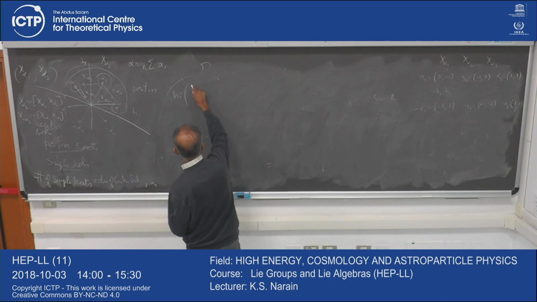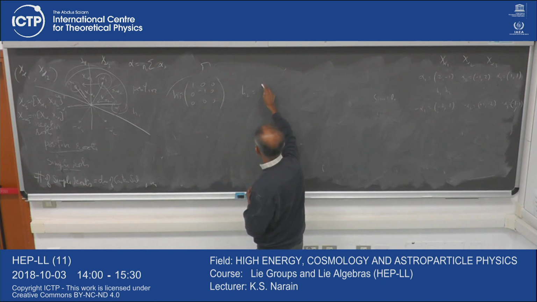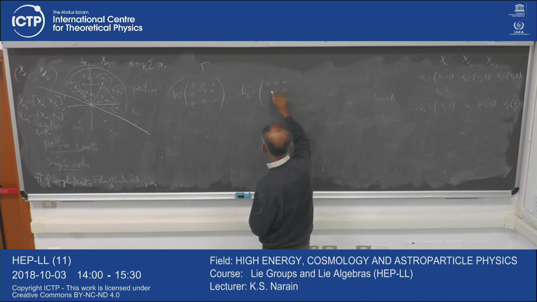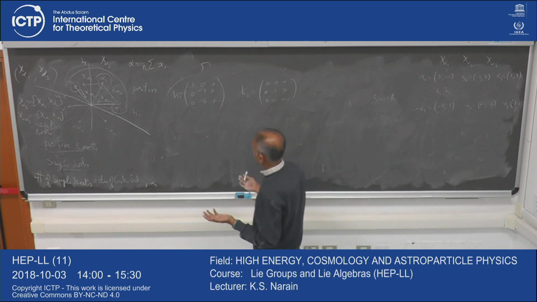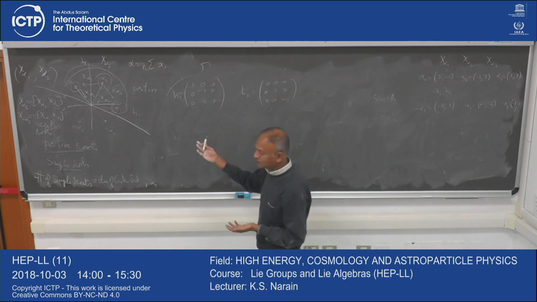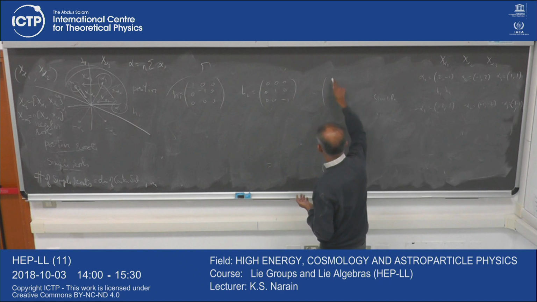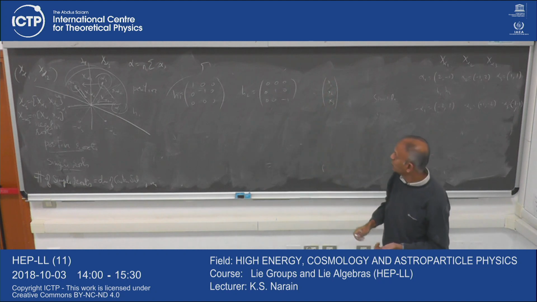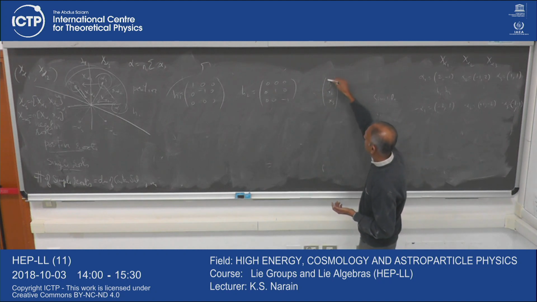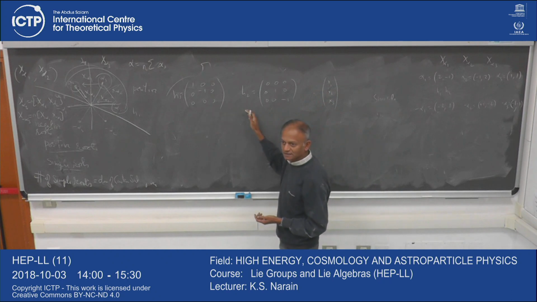So let's write down. Remember H1, H2, H3. H1 was, sorry, this one. We chose this guy. And H2 was 0, 1, minus 1, 0, 0, 0. And so the fundamental representation is a 3-dimensional representation. So think of these as acting on a 3-column vector, X1, X2, X3. Some 3-column vector, and you want to find out what the eigenstates of these 2 operators are.